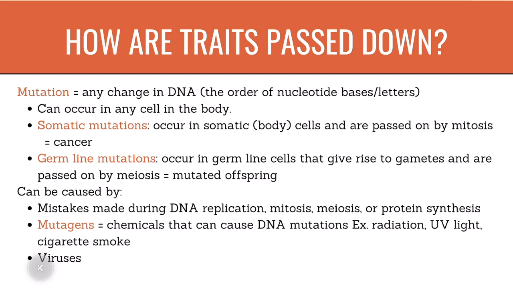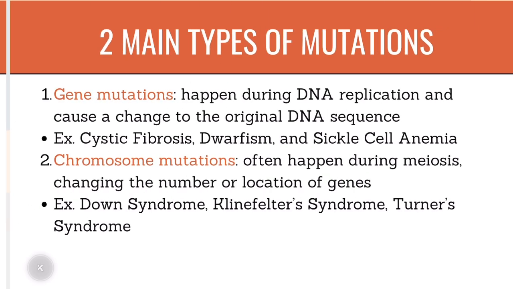Well, we can make mutations via mistakes made during DNA replication that happens during mitosis or meiosis or during protein synthesis. You have mutagens, which are chemicals that can cause DNA mutations. So some examples of that is radiation or UV light or cigarette smoke. And also viruses can cause mutations to your DNA.